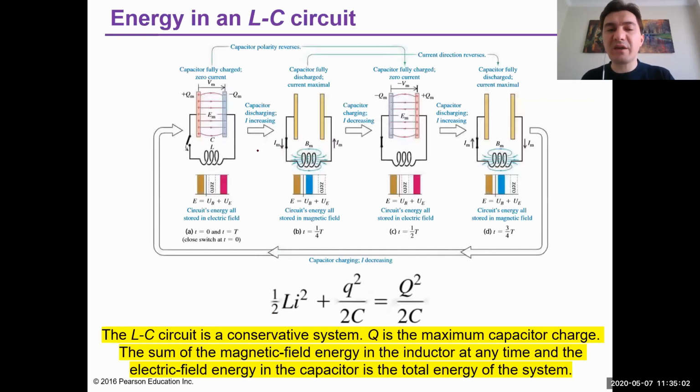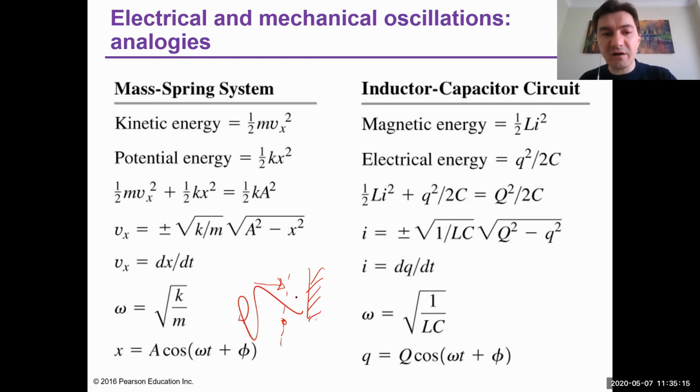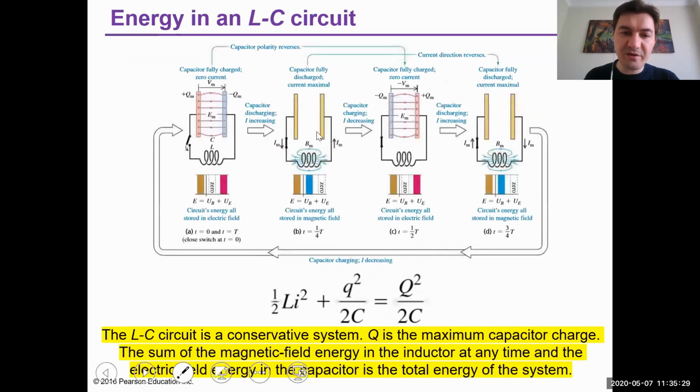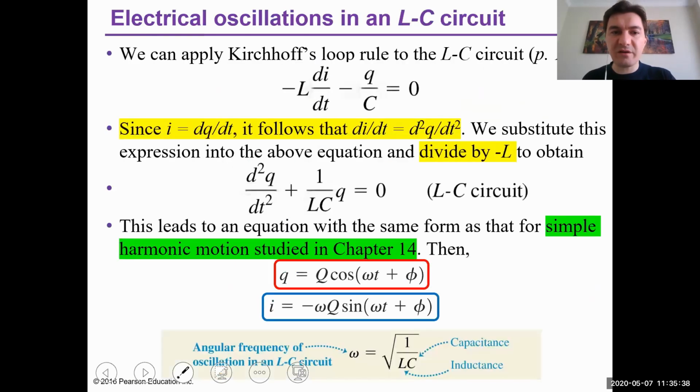This is the behavior of this one, okay? Behavior of the current, behavior of the charge, very similar to the oscillations in mass spring system. Even the equations are very similar. I will go into detail. Look at the equations for the mass spring system we have done in physics 1 in chapter, I think, where is it, 14? Yes, chapter 14, simple harmonic motion.